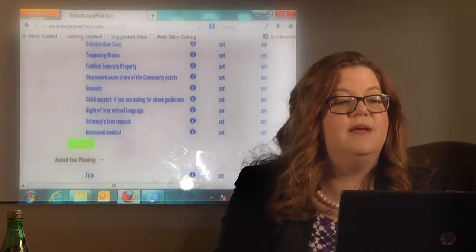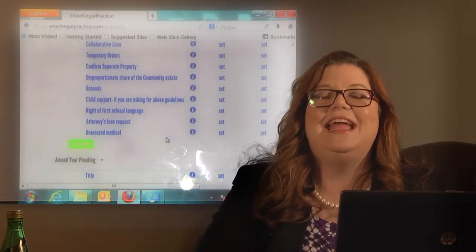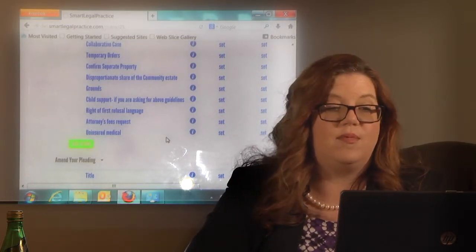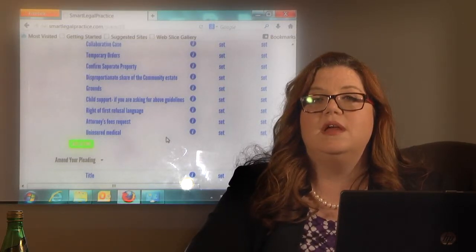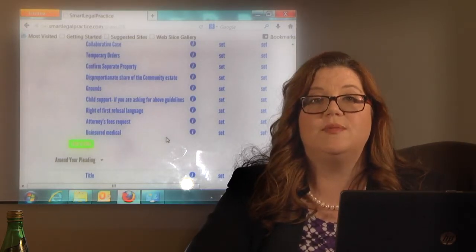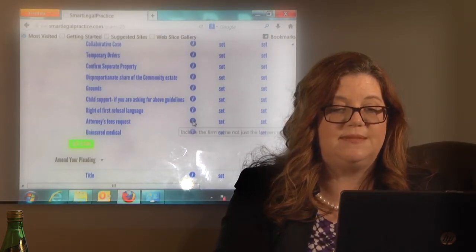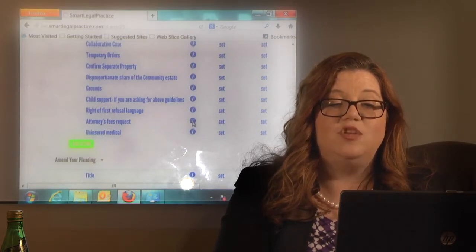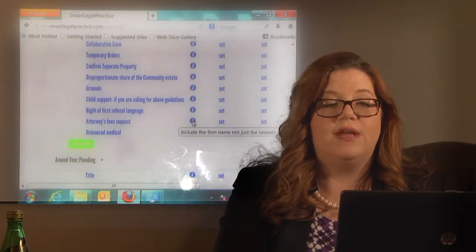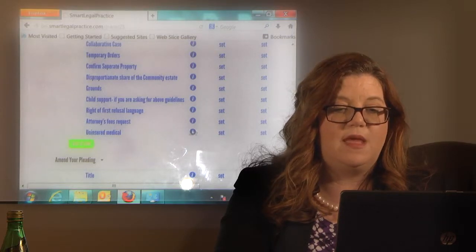Attorney's fees request. Clients really like it if they can get attorney's fees from the other side. It is unusual, unfortunately, and if it's a divorce that we're pleading for, which is our example, they're both free and allowed to use community funds and community credit to pay their attorney's fees, but you still might consider whether or not you want to request it. And you'll want to include the firm name, not just the lawyer's name. So you're not awarding it to one lawyer, you're awarding it to the whole firm.